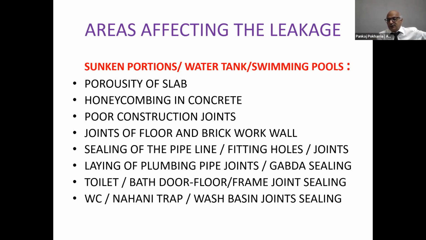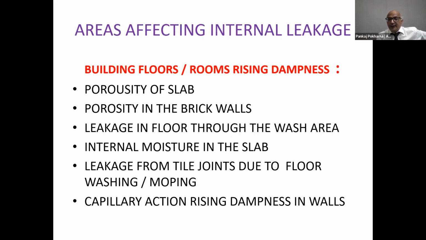Then there are sunken portions, swimming pools, tanks, and internal toilet bathrooms which leak. So all the pipes, plumbing joints, fitting joints, joints of the tiles, they all lead to nani traps, joints. Then flush water tank joints, these all lead to internal leakages. Then areas of internal leakages, we see porosity in the slab, brick walls, leakage from the floor through the wash area. In this area the water will spread and leak below, into the ceiling of the lower floor from the upper floor. So these are the things which come.